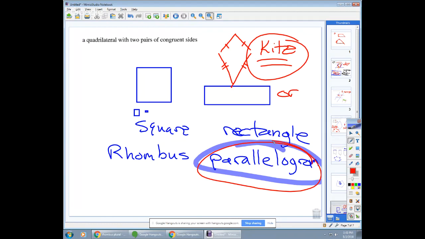This is one of those that a couple of years ago I was doing this activity and someone in class the next day said, we were wrong about parallelograms. So I missed it, but somebody else got it.